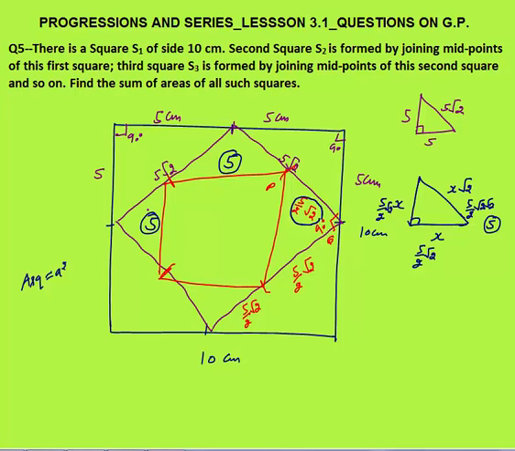Now what the question says is that this is continuing till infinity. So there will be infinite squares. What the question says is that we need to find the sum of the areas of all such squares. So can I say area of square 1 plus area of square 2 plus area of square 3 up to infinity, that is what we need to find.